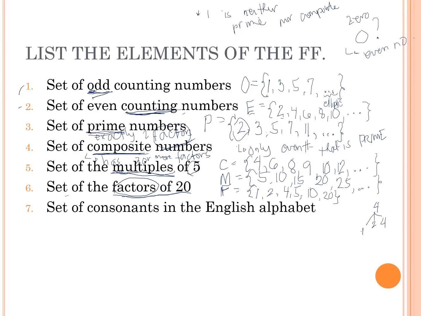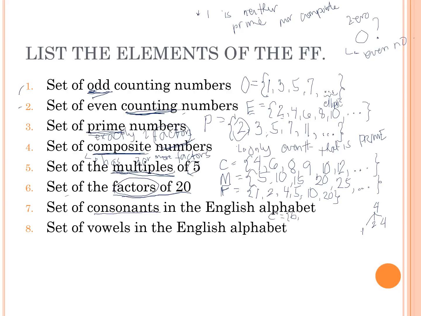For number 7, it says there the set of consonants in the English alphabet. What are our consonants? Let me name that first. So we have C, and then we have B as the first consonant, followed by C, D, F, G. This time I will use ellipsis, but I will end it with Z. Meaning we have letters B, C, D, F, G. There are more letters between G and Z. Okay, so that has a limit, which is Z.